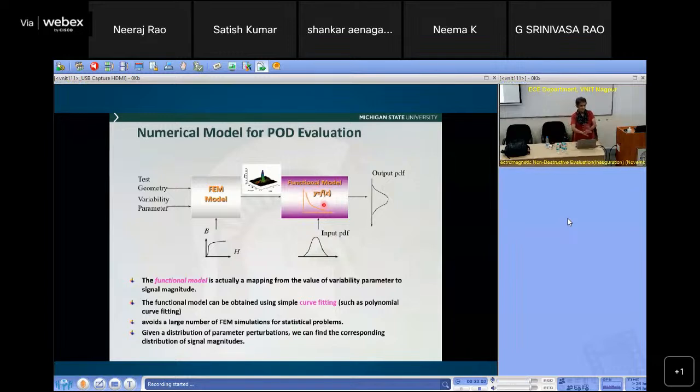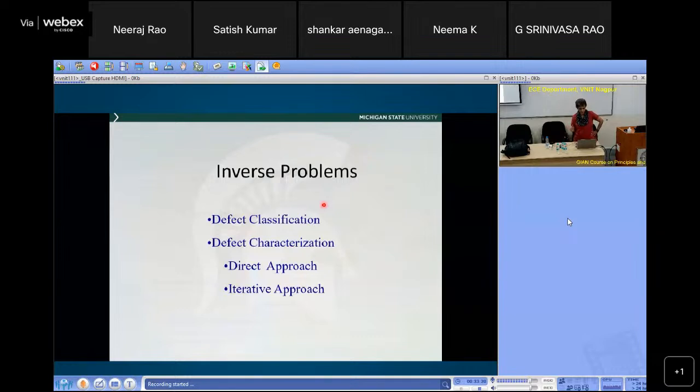So just a slide, this was one PhD thesis, the whole thing, but I'm just condensing everything in one slide, just to give you a big picture. The whole idea is what are the different areas of research in NDE? Okay, the last area is inverse problems. And inverse problems, as I said, what is an inverse problem? The input to this inverse problem is the measured signal, and the output is the defect information.